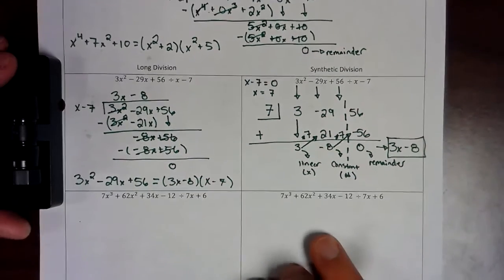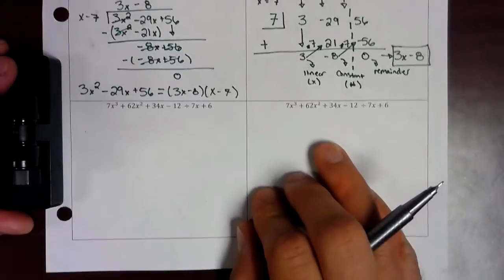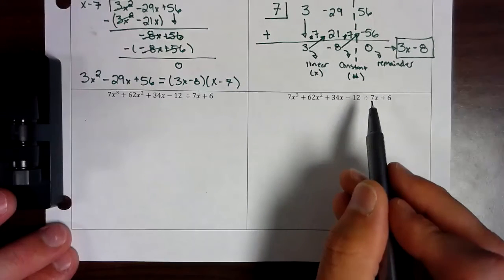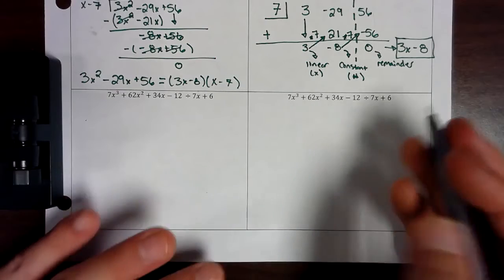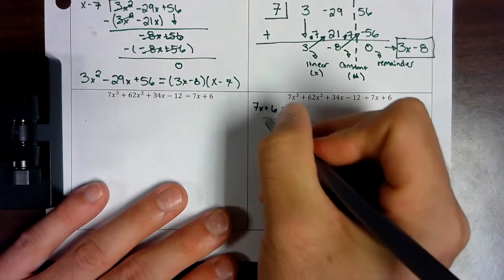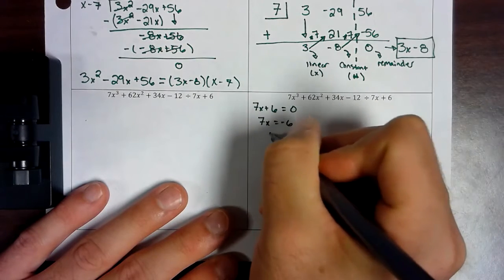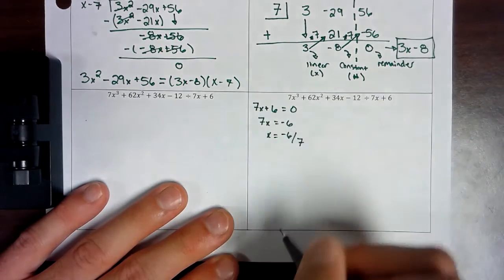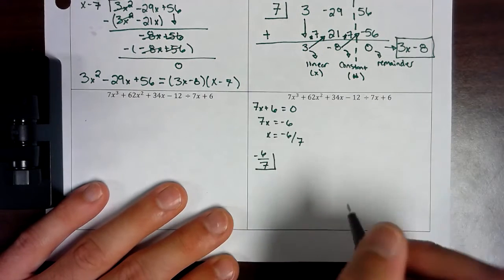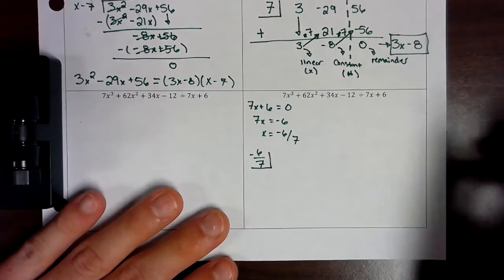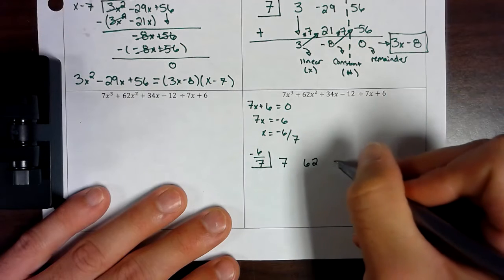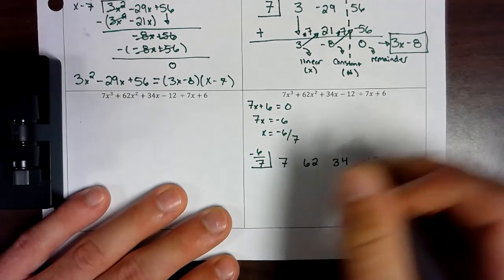All right, let's do one more synthetic division because there's an additional thing we need to pay attention to when we're dividing by a linear term that has a number in front of the x. So here we have that 7x. Our setup is still the same. I'm going to take 7x plus 6 and set it equal to 0. I'm going to subtract 6 and divide by 7. I get -6/7. I'm going to put -6/7 in the chair, and we're going to bring down all the coefficients. So 7, 62, 34, and -12.